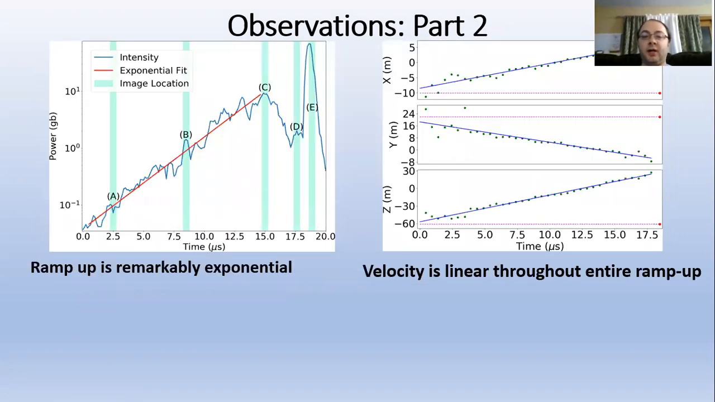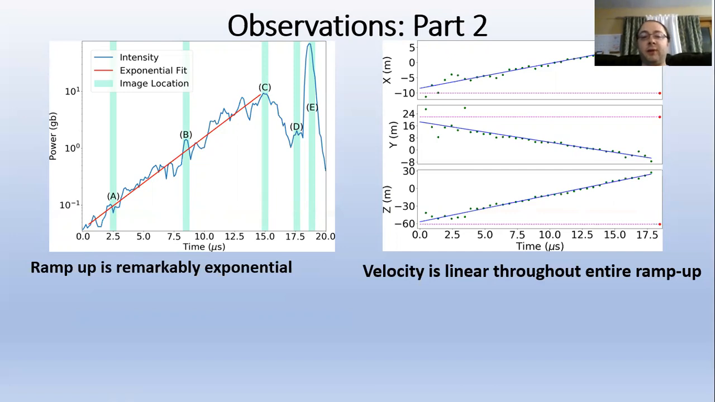Here, I'm showing the VHF power ramp up on the left and the velocity on the right. And as you can see, we have a very exponential ramp up. The blue line is the VHF power, and the red is an exponential fit. The green regions correspond to the timing of the images from the previous slide. The VHF power ramps up from background by 2 orders of magnitude in 15 microseconds, and then there's a slight ramp down followed by an impulsive source.